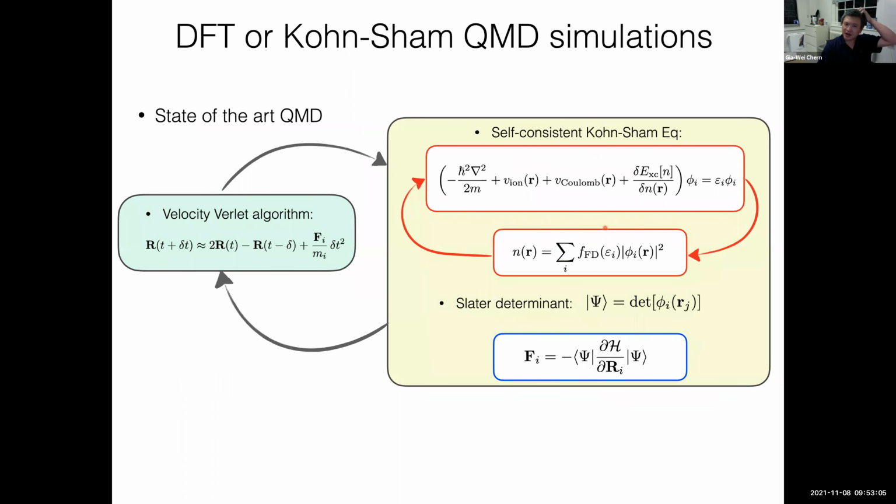The state-of-the-art quantum MD is based on density functional theory, through the Kohn-Sham scheme. In this so-called DFT MD, once you have a snapshot, you solve the self-consistent Kohn-Sham equation. That means you iterate between solving an effective Schrodinger equation and, from the eigenstates, computing the electron density. This density enters the exchange-correlation functional, and you iterate between these two to get self-consistency. Then once you get the wave function, you can compute the force.